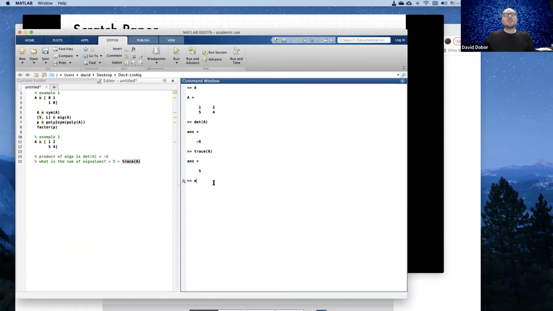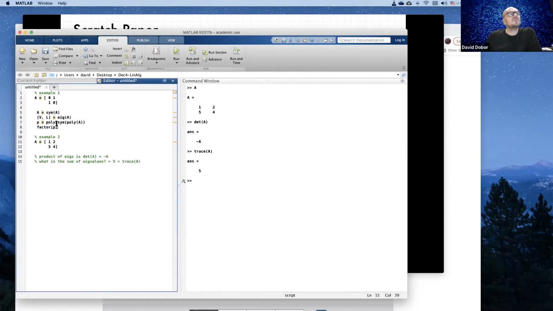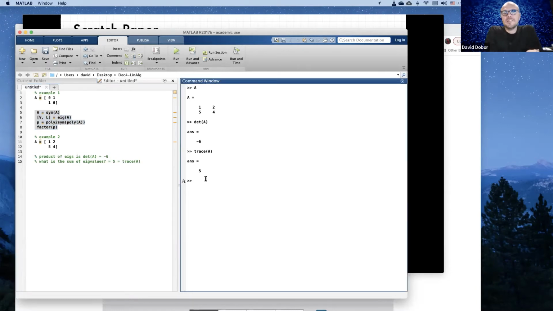Okay, so what are the eigenvalues? I'm computing the eigenvalues and eigenvectors without computing the characteristic polynomial. I could just compute the characteristic polynomial here, but I'm not doing this because I know that the product of eigenvalues is -6, and the sum of eigenvalues is 5. Well, what are the eigenvalues? 6 and -1.